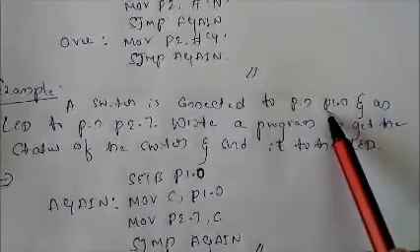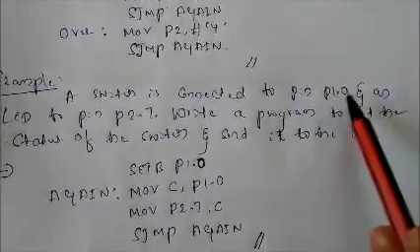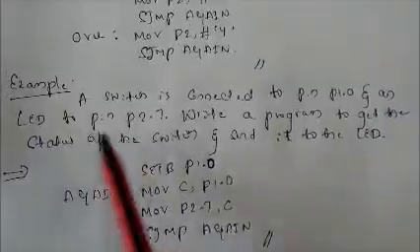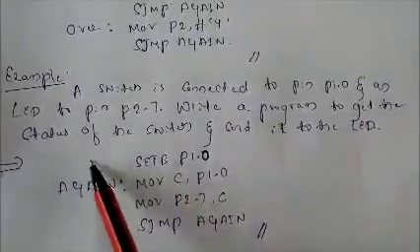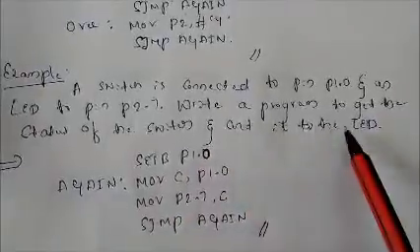A switch is connected to a pin. One of the switches is connected to P1.0, meaning port 1 bit 0, and an LED to pin P2.7. Write a program to get the status of the switch and send it to the LED.